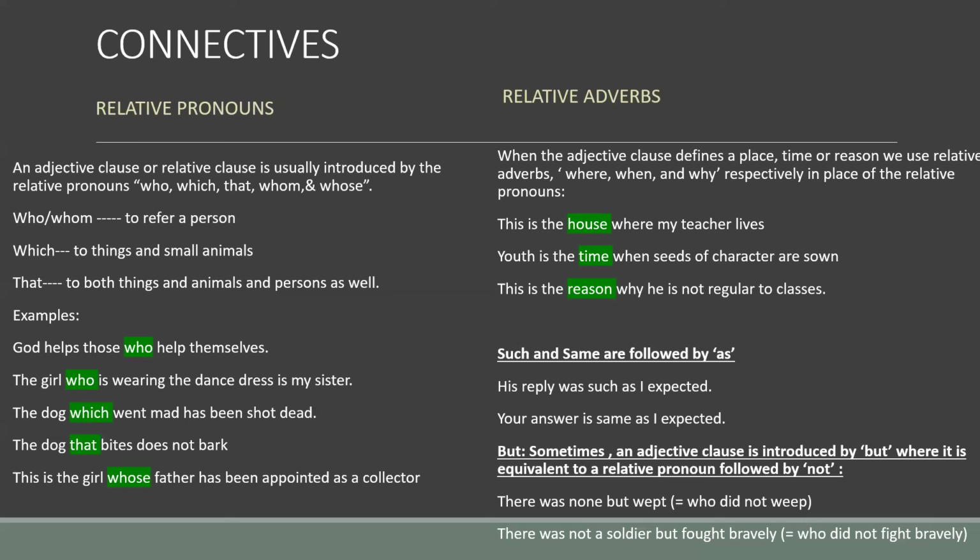Such and same are followed by as. His reply was such as I expected. Your answer is same as I expected. But sometimes an adjective clause is introduced by but, where it is equivalent to a relative pronoun followed by not. There was none but wept, means who did not weep. There was not a soldier but fought bravely. Here, but fought bravely shows that who did not fight bravely.